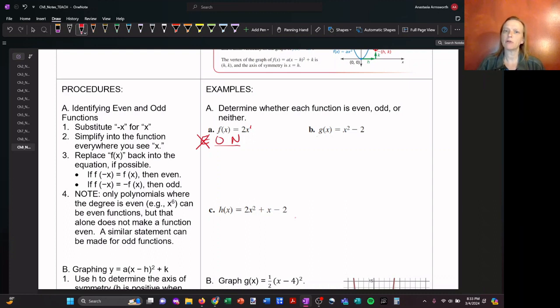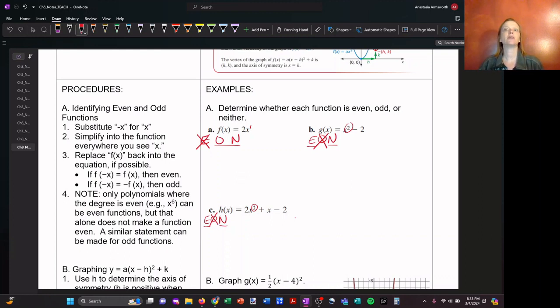And if you look at this example over here, again, if my choices are even, odd, or neither, here my highest degree is 2. 2 is an even number, so this could be even or neither, but it cannot be odd. Lastly, for example C here, this could be an even function because the largest exponent is 2, or it could be neither, but it cannot be odd. So that's just kind of a first pass. Some functions cannot be even, some functions cannot be odd.